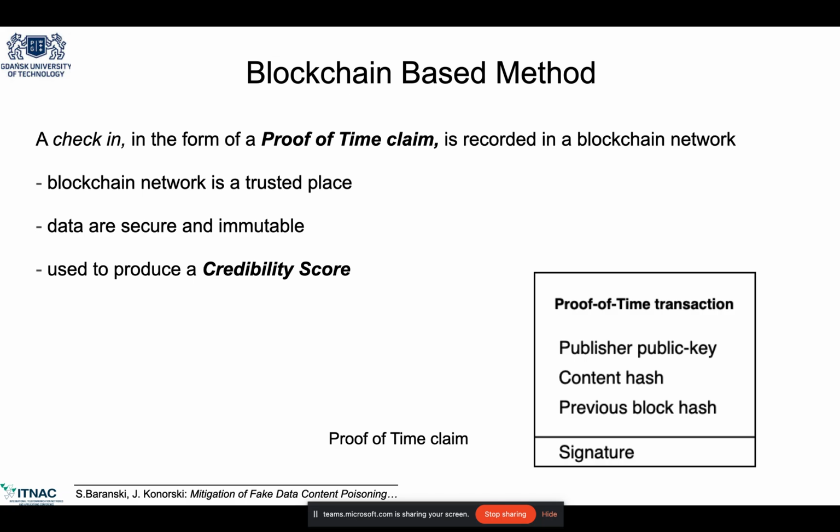A proof of time claim is represented as a blockchain transaction consisting of the publisher public key, a hash of the content to be authenticated, a pointer to the previous block hash which prevents pre-signing transactions, and a signature which proves access to the corresponding credentials.